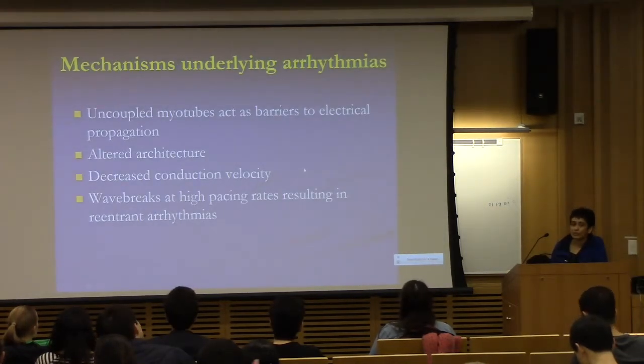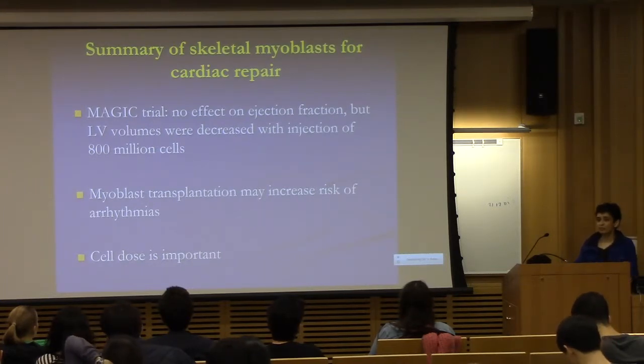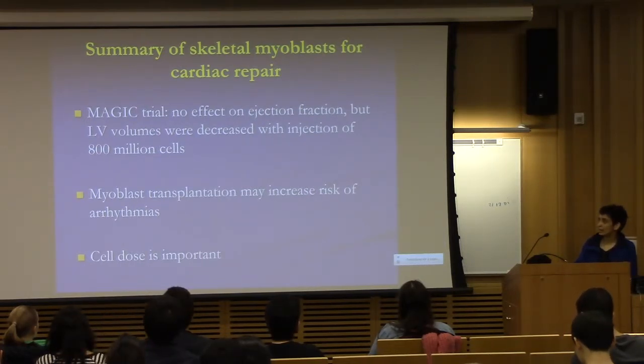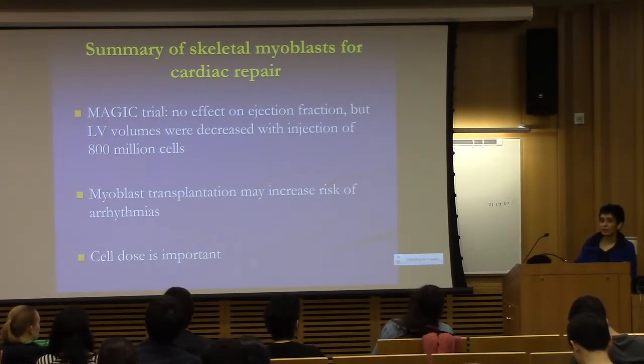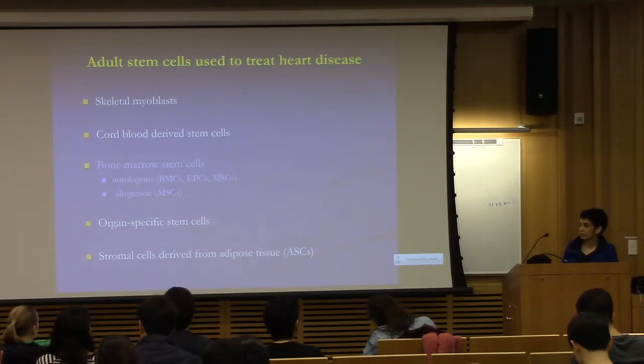So we concluded that uncoupled myotubes act as barriers to propagation. They alter the architecture and reduce conduction velocity. And at high rates, you had wave breaks with arrhythmias. After we published this, other groups also started looking at this question, and they started doing mapping in hearts, and it was concluded that indeed, when you use a big enough heart, and you have enough skeletal myoblasts, you do get arrhythmias. And so skeletal myoblasts are not used anymore for transplantation in patients.